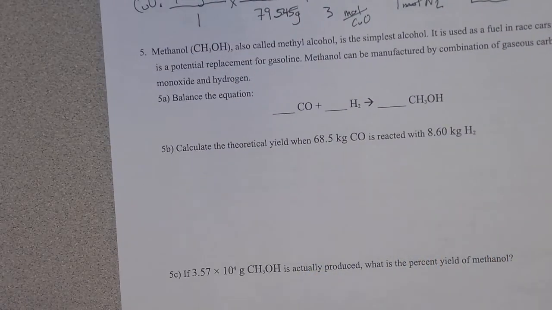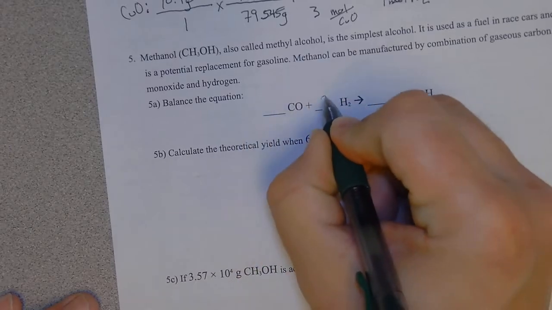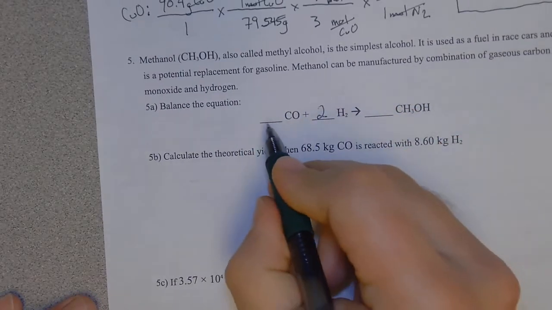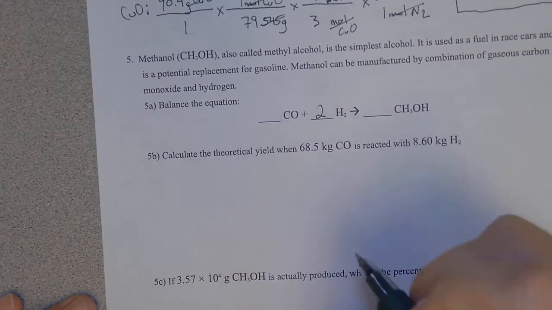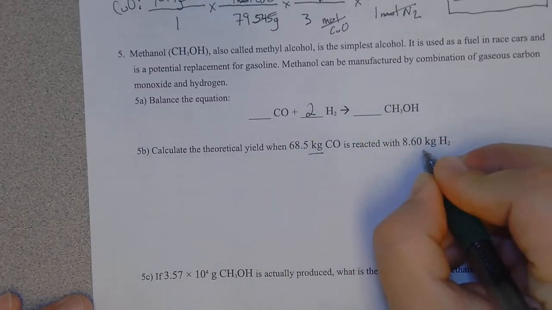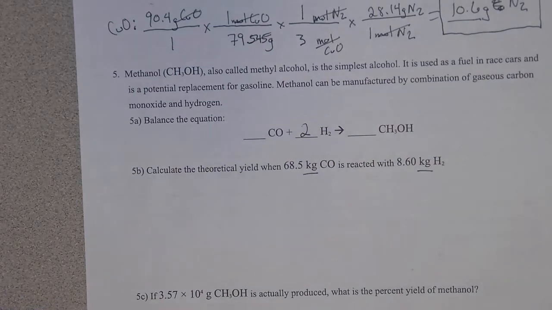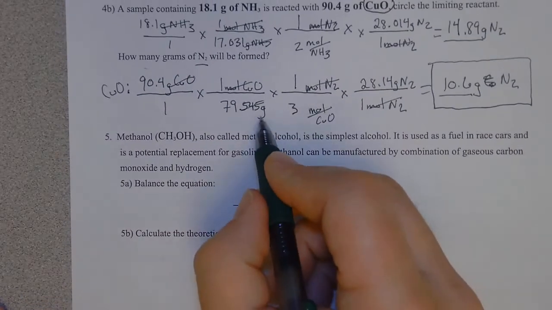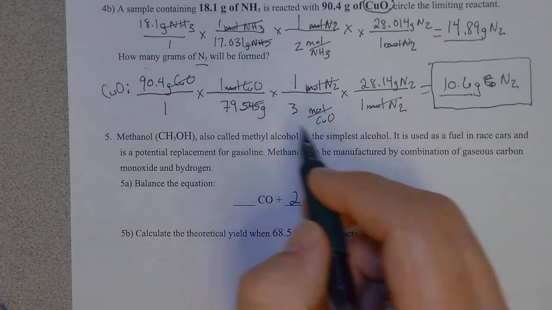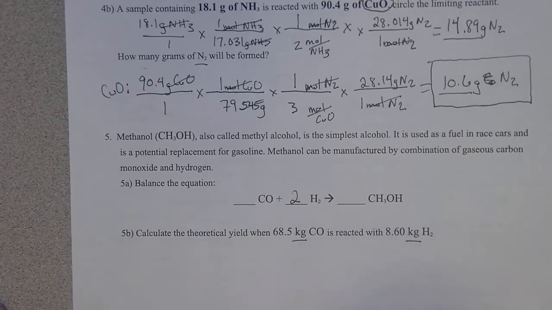Number 5. Very similar question, but first we need to balance it. So when I balance it, you'll have a 2 here, and then an implied 1 here and here. Now, what makes this question difficult is that we have kilograms here and here. Now, we do need to convert those kilograms into grams first, because if you notice up here, all of our molar masses are in grams. So we need to first convert these into grams.